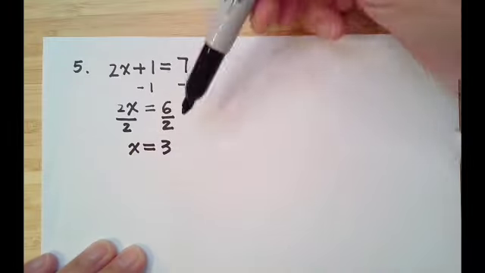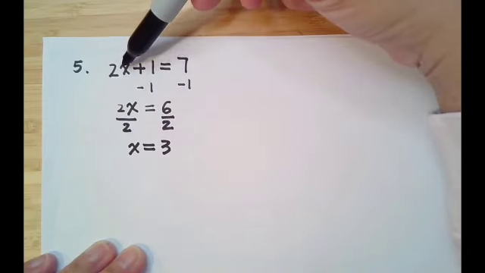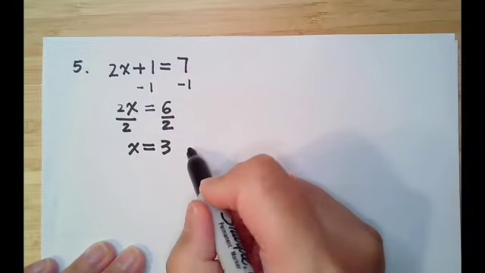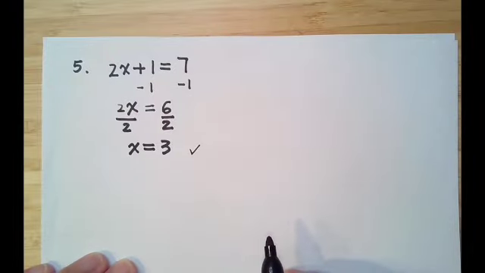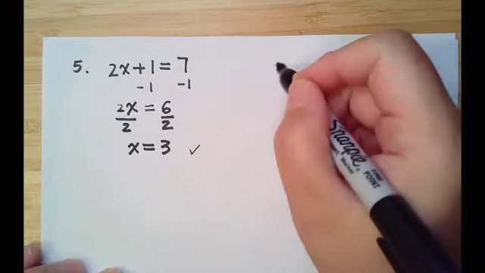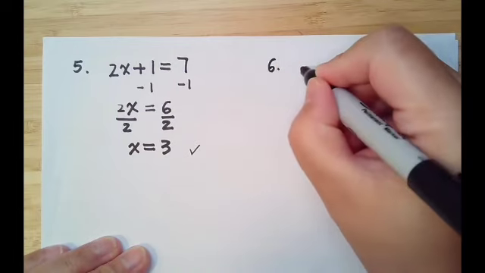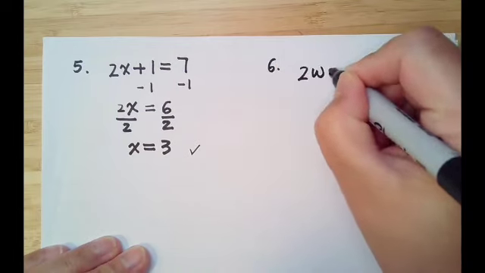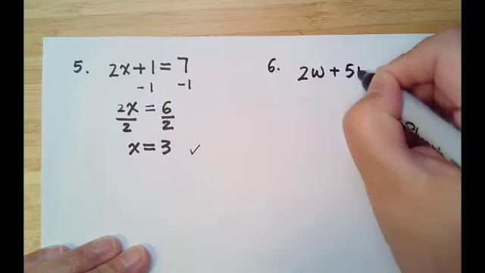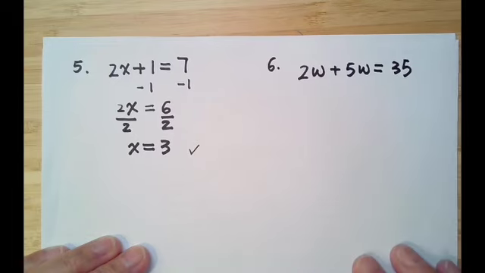If you want to double check, you plug in x equals 3 here. 2 times 3, which is 6, plus 1 is 7. So that's my answer. Sounds very good, isn't it? All right, so let's try one more. What about number 6? Let me give you 2w plus 5w equals 35.